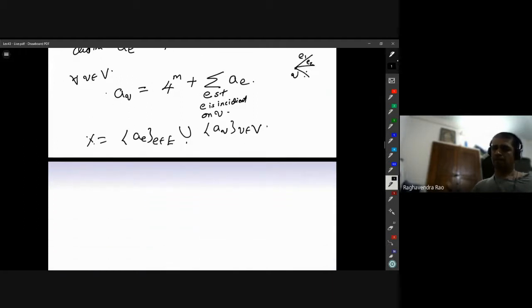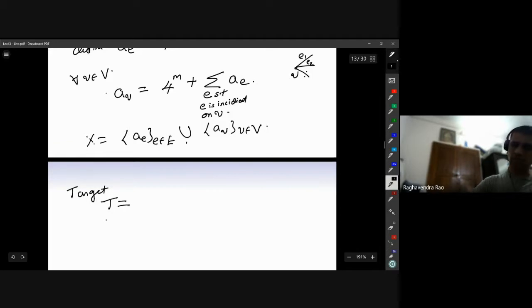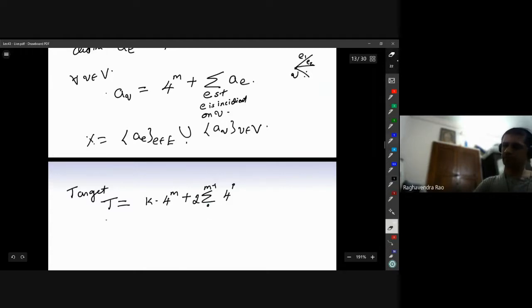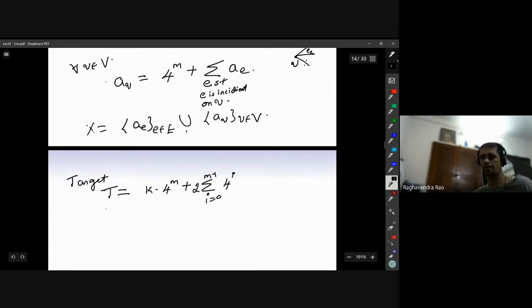Yeah. Now, what is the target value? So the target T is equal to k into 4 power m plus summation 2 into 4 power i, i equal to 0 to m minus 1. Okay, that is all.